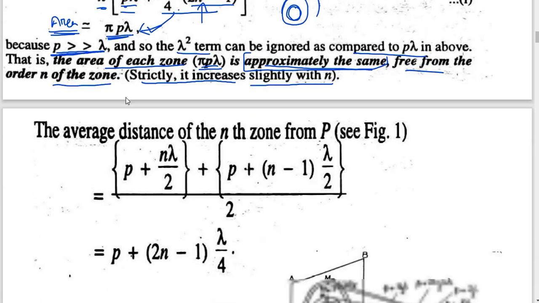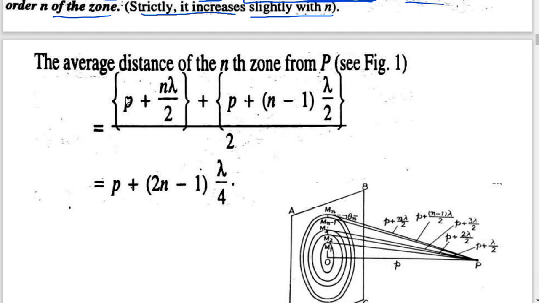Now next part, let's discuss the average distance of the nth zone from P. So look at the figure.